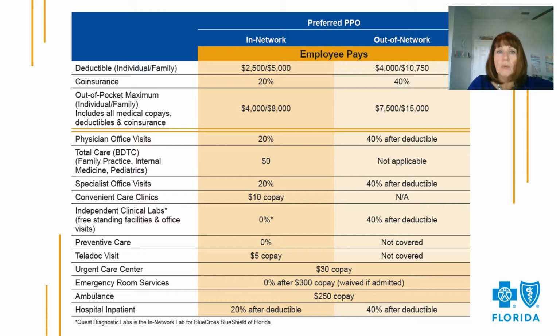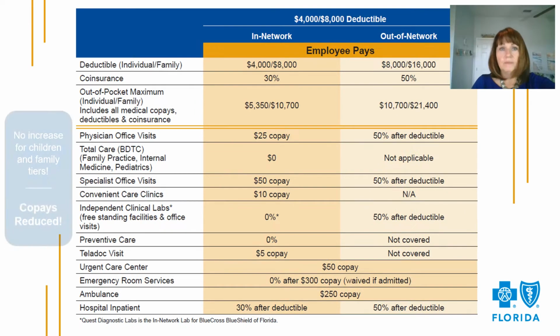Please note that the provider office visits are covered with a 20% coinsurance. However, if you choose to see a total care primary care physician, previously known as a BDTC physician or Blue Distinction Total Care Physician, the office visit will be covered in full. Lab tests are also covered at 100% when provided by Quest Diagnostic Labs.